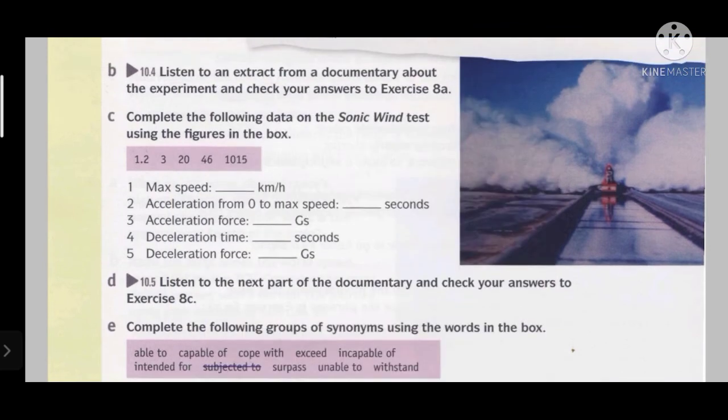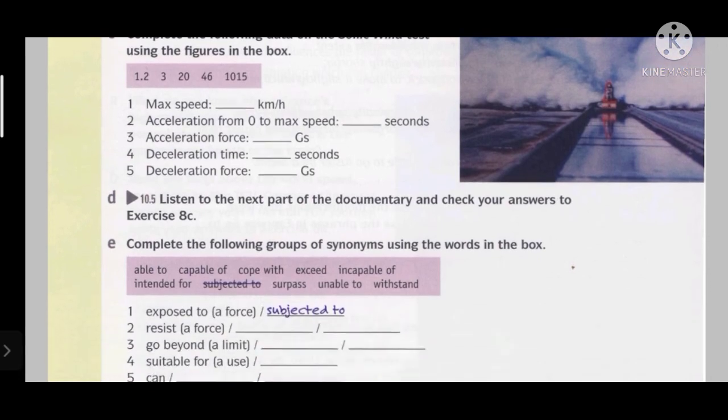Now number C. Do you have the answers? Okay. So number 1 max speed is 1015. Number 2 acceleration from 0 to max speed is 3 seconds. Number 3 acceleration force 20 Gs. 4 deceleration time 1.2 seconds. 5 deceleration force 46 Gs. Very good.